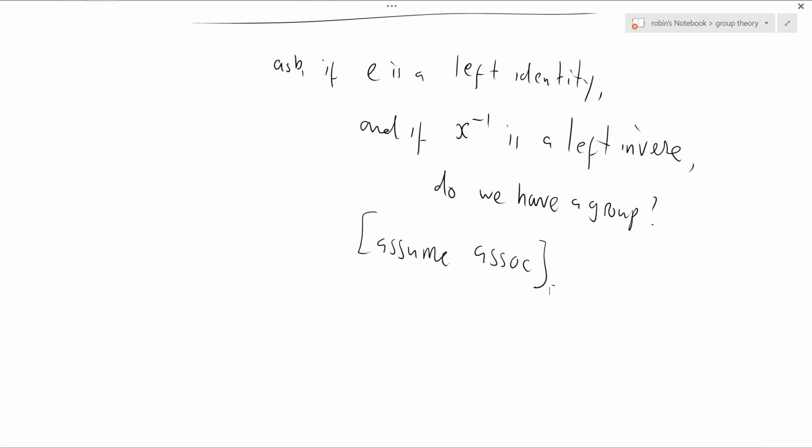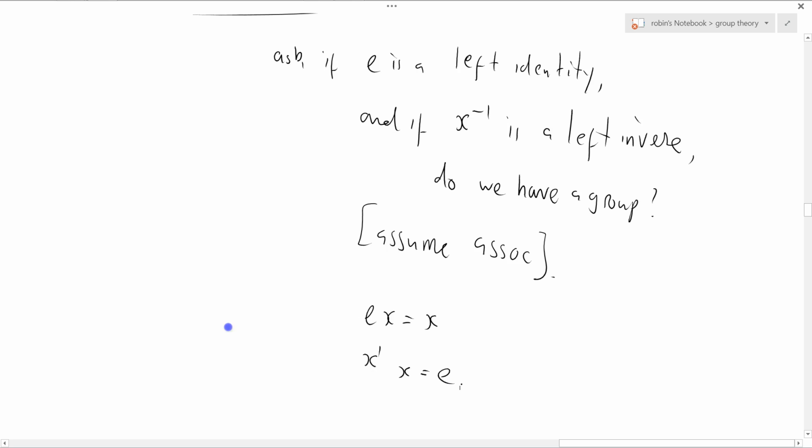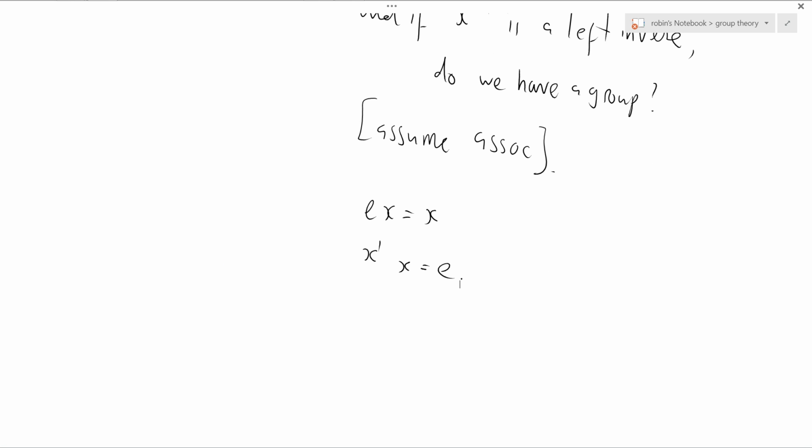Okay, so let's just write down what we know so far. What we know is that ex equals x for all x, and we also know that x dash x equals e for all x. So it's the left inverse. If I ask, what's the inverse of x dash? Well, I'm going to write that x dash dash, and that equals e as well.